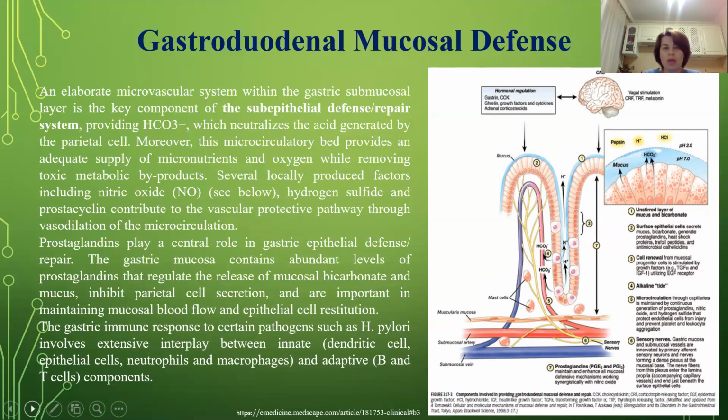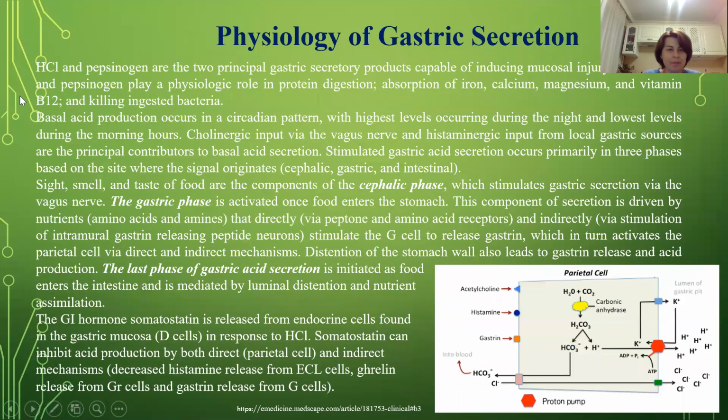The gastric mucosa contains abundant levels of prostaglandins that regulate the release of mucosal bicarbonate and mucus, inhibit parietal cell secretion, and are important in maintaining mucosal blood flow and epithelial cell restitution. The gastric immune response to certain pathogens such as Helicobacter pylori involves extensive interplay between innate and adaptive components.